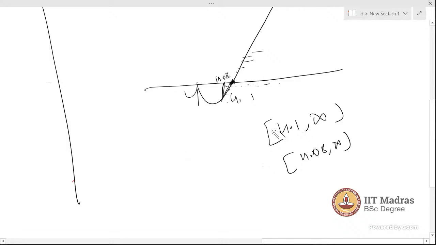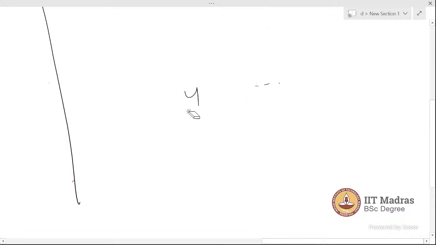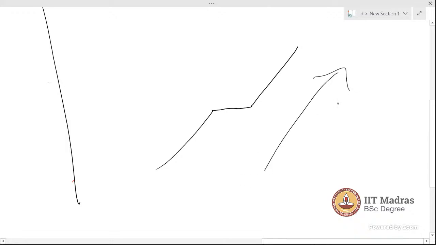Okay. But sir, what is the difference between strictly increasing and increasing? Strictly increasing and simply increasing. So now look at this graph. Is this strictly increasing? No, because there is a constant part. But it is an increasing function. But is it strictly increasing? No. So this is what is happening.